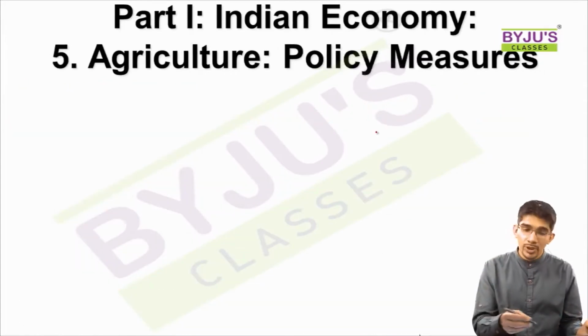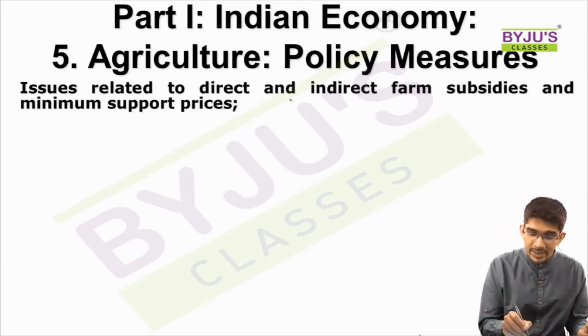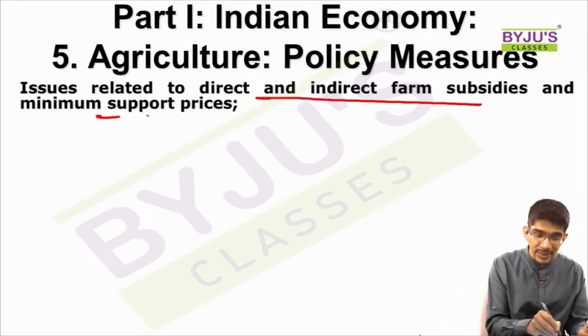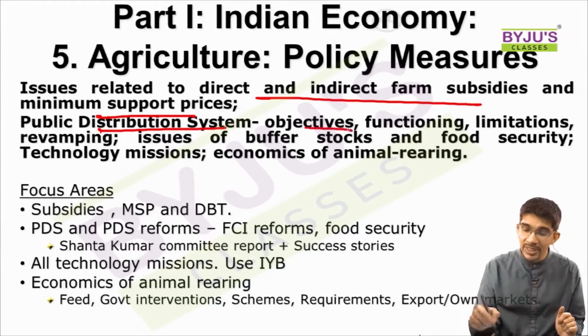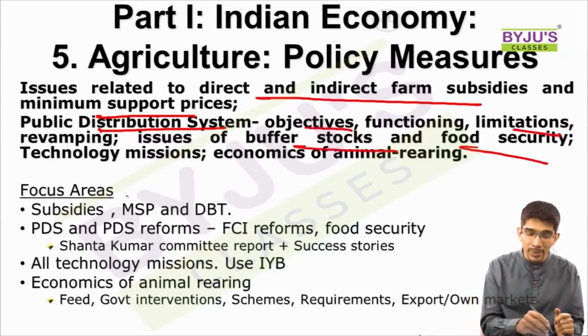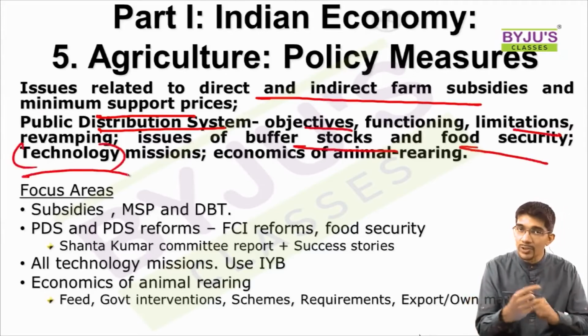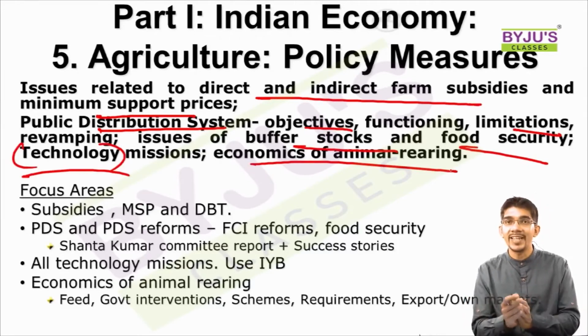So now let's look at some of the policy measures in agriculture. What policy measures can the government take? Direct and indirect farm subsidies, minimum support prices, PDS, ration card system: what are the objectives, how it functions, what are the limitations, and how buffer stock, food security problems, and technology. How can we use technology to solve some of those problems? And animal rearing, some of the related areas of agriculture.